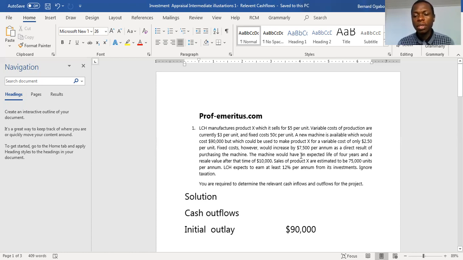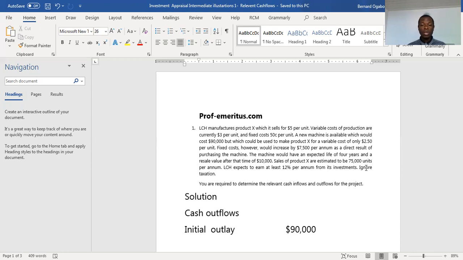However, fixed cost is going to increase by $7,500 per annum as a direct consequence of purchasing this machine. The residual value of the machine is going to be 10,000, and then the estimated quantity of the product to be produced is 75,000 units per year. So they expect to earn at least 12% per annum from this investment. Ignore taxation. You are required to determine the relevant cash flow for this project, cash inflow and cash outflow actually. So that is what we are going to do.